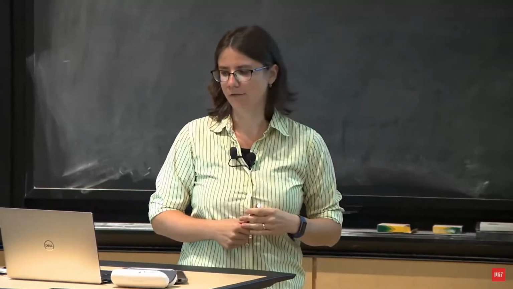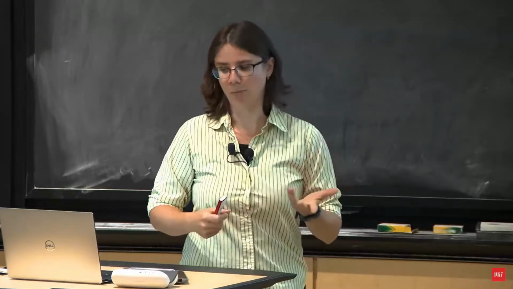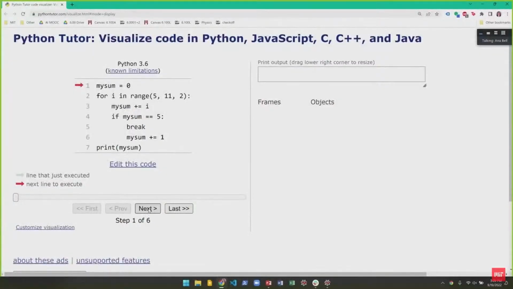5, 7, 9. And we stop, right? Because 11 is end, but we go up to, but not including, n minus 1. So 5, 7, 9 are the only 3 values we would potentially loop over.